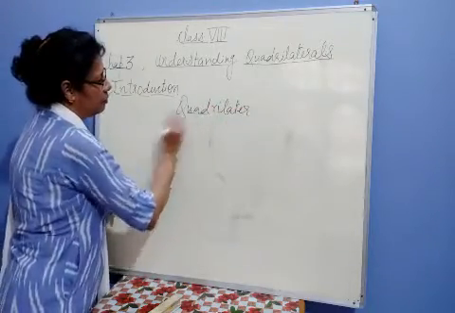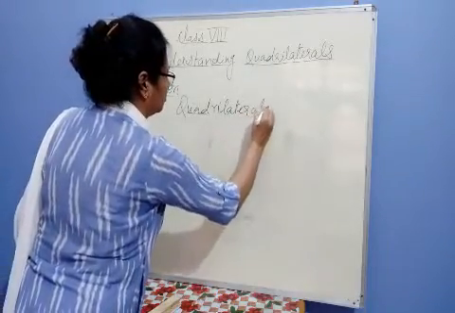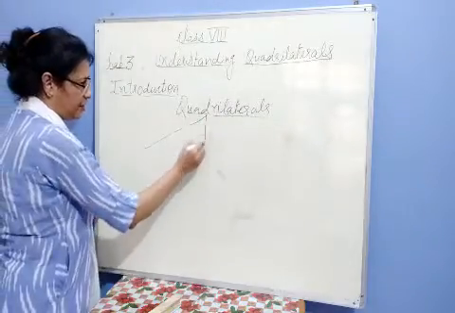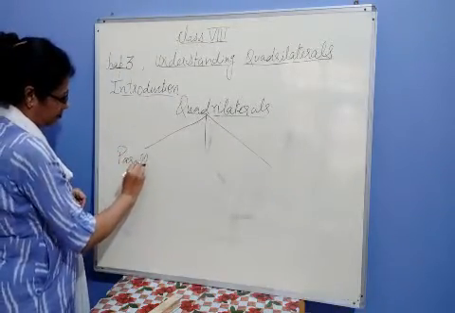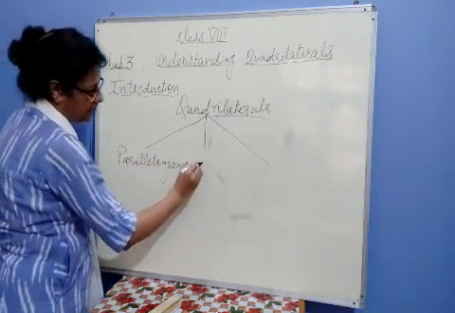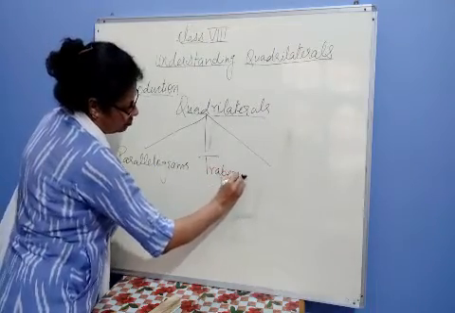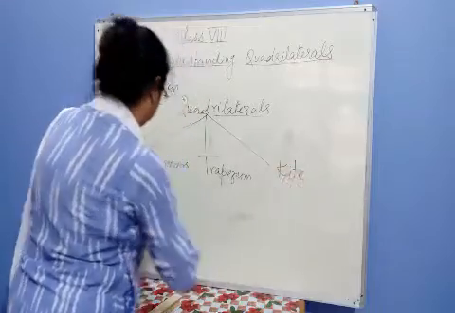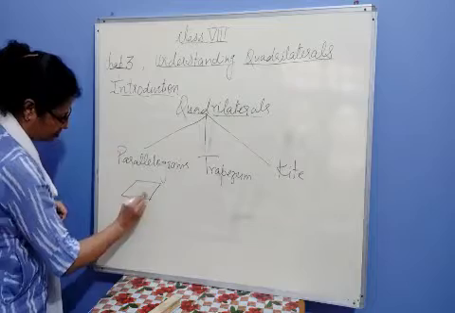Quadrilateral means 4 sides. Quadrilateral is divided into 3 categories. First is parallelogram. Second is trapezium. And the last is kite. The shape of parallelogram is like this.